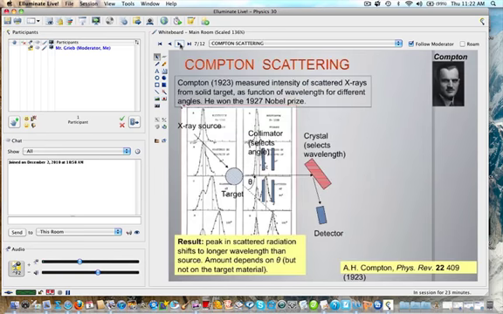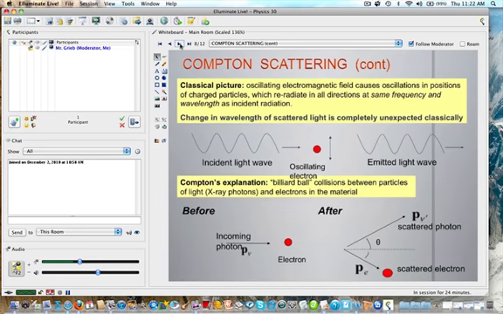Now, Compton scattering was an experiment done a little bit later on, in 1923, and what was being measured was the intensity of scattered X-rays from a solid target as a function of wavelength for different angles. Compton won the 1927 Nobel Prize for this. So what's actually happening here? You have an incident light wave coming in to hit an electron.